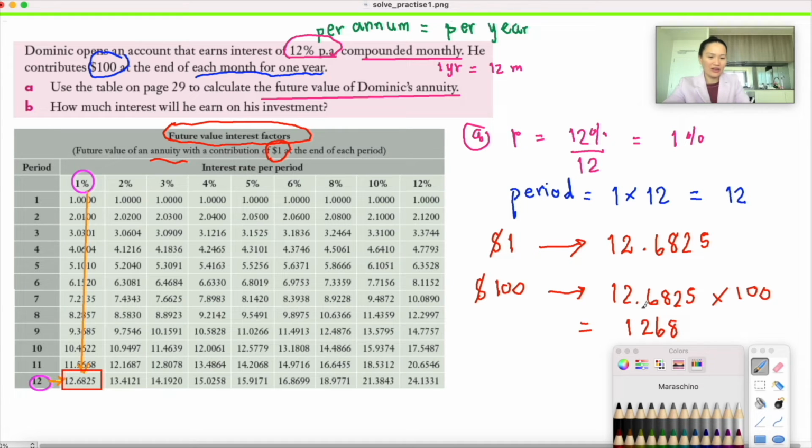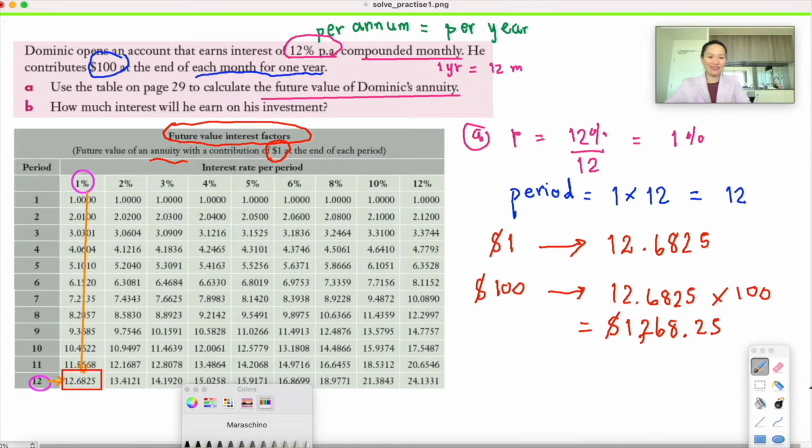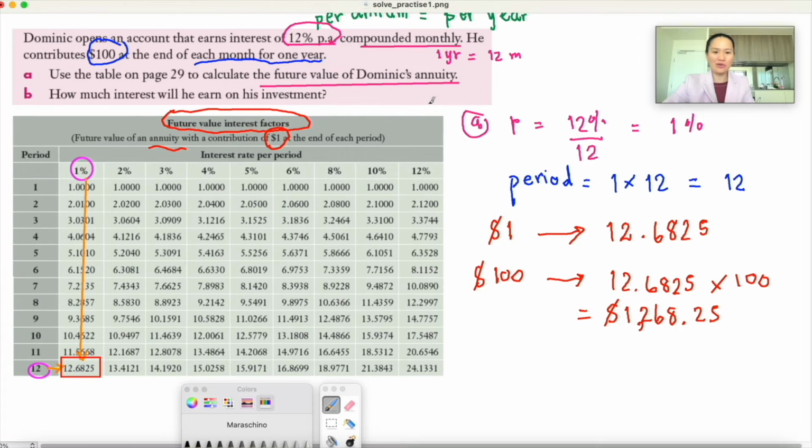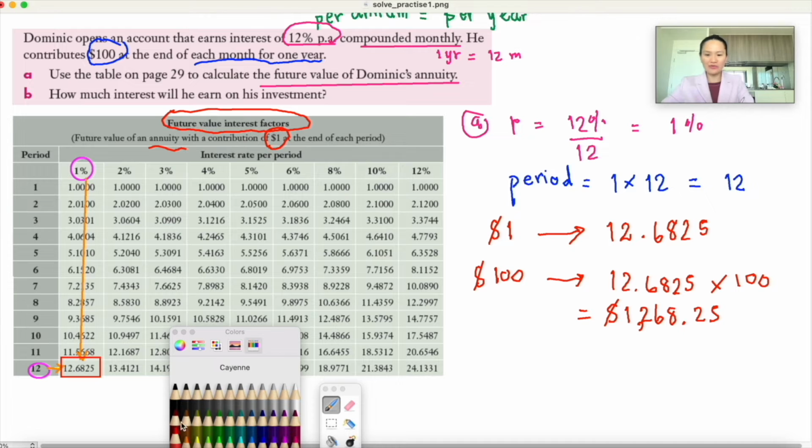1268. You move the decimal two places, 1268.25. And this one is your answer. So what does it mean? It means that the future value of Dominic's annuity equals 1268.25. I'm going to write it down properly here for you.